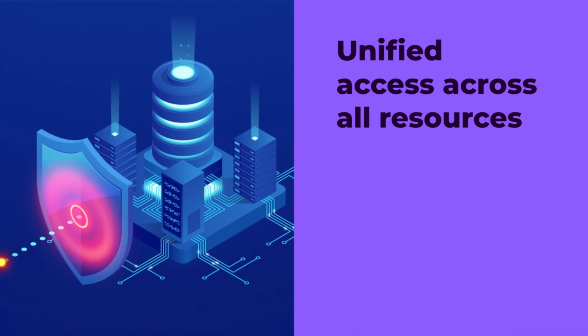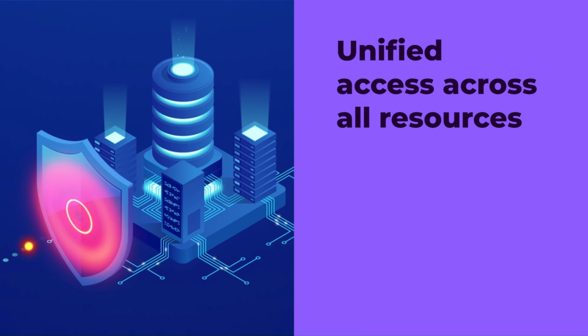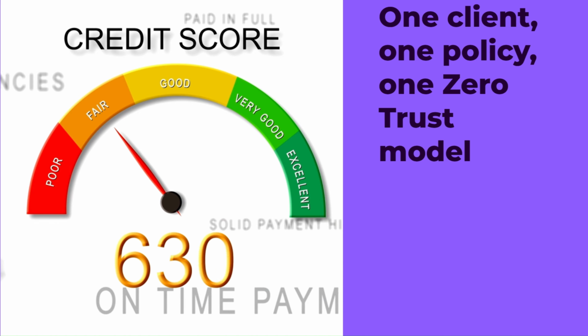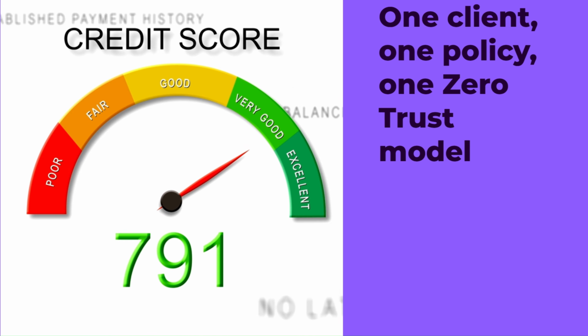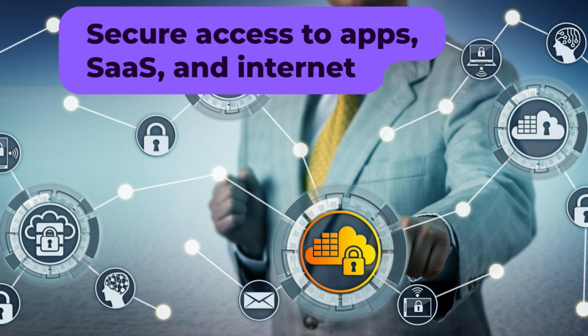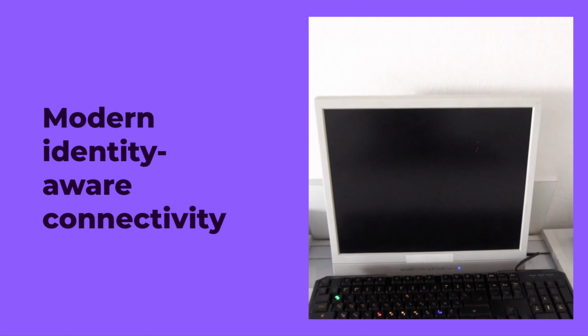Now, how does Private Access fit with broader Microsoft security? It's all about unifying access. One client, one policy engine, one identity-centric model, one logging pipeline. Everything runs through a single, consistent zero-trust control point. You get secure access not just to private apps, but also to SaaS and internet resources, all powered by the Microsoft Entra Foundation. The outcome is clarity, security, and efficiency.